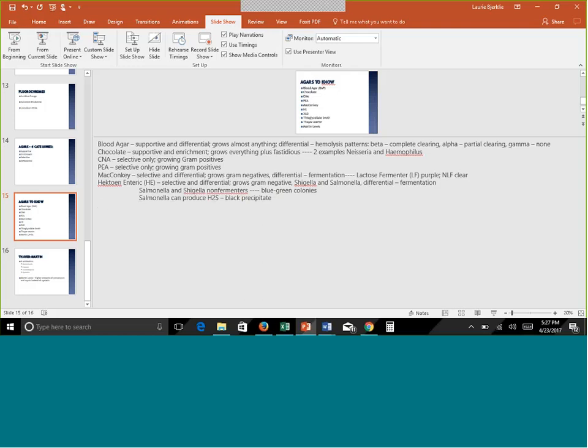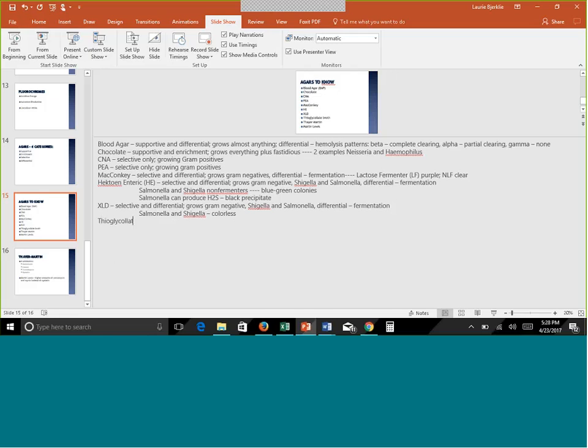The nice thing is XLD agar, same purpose. So it's selective and differential. So again, it's growing gram-negatives, specifically looking for Shigella and Salmonella. And then again, it's differential based on fermentation. So in this case, Salmonella and Shigella, since they are non-fermenters, will be colorless colonies. And then again, Salmonella will still have that black center to it because they can produce that H2S.